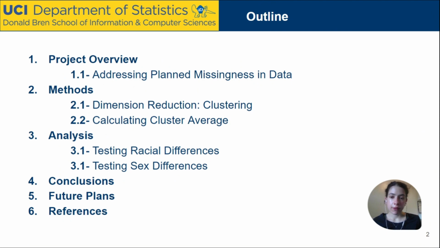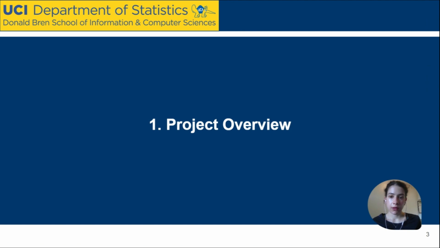To give an overview of my presentation, I'll first begin by discussing the project and how it came about from a problem that we encountered with a collaborator. I will then describe how we decided to address the problem in our methods and handling section, and then I'll briefly touch on some of the results of our analysis, as well as some final thoughts and future goals for this project. So let's begin with the project overview.